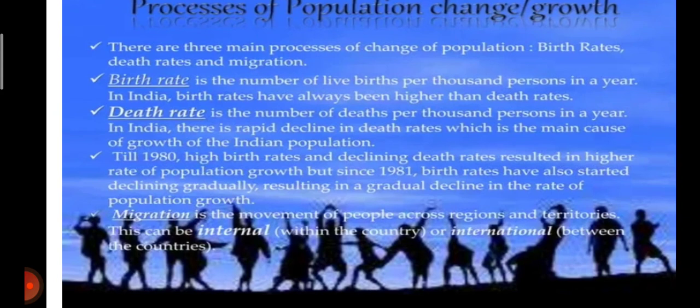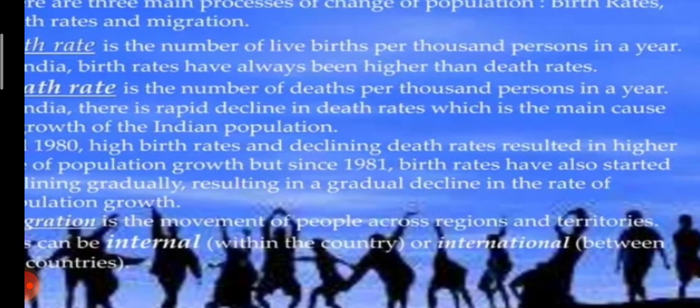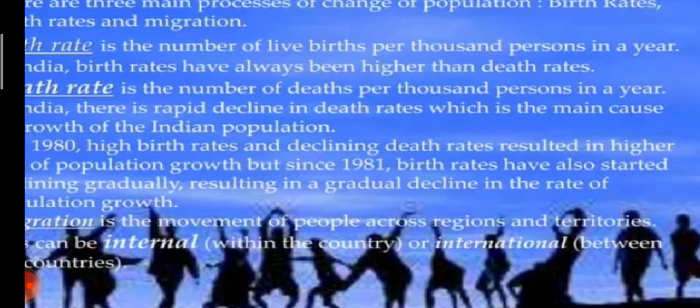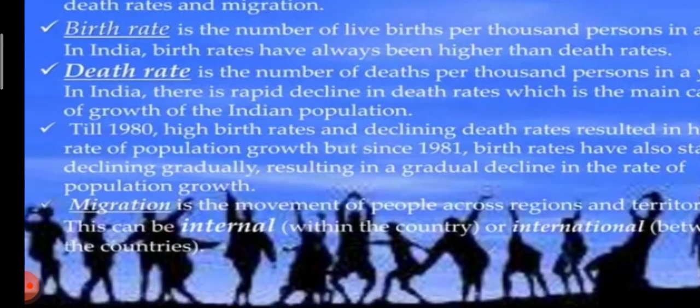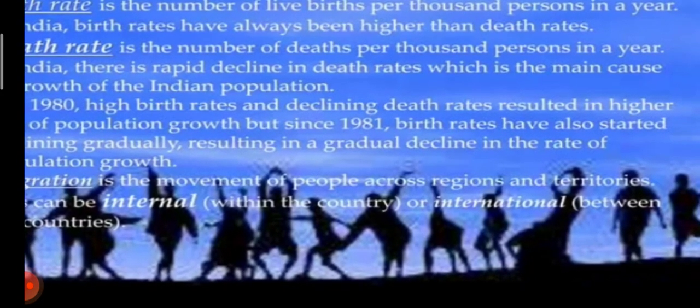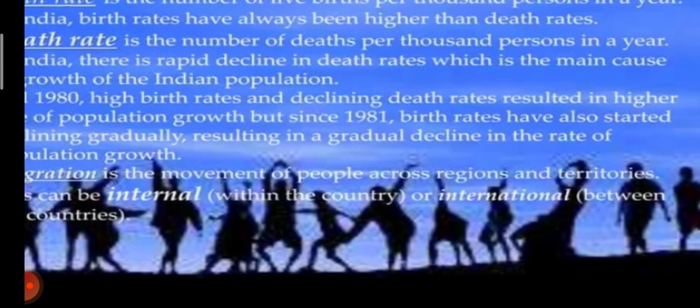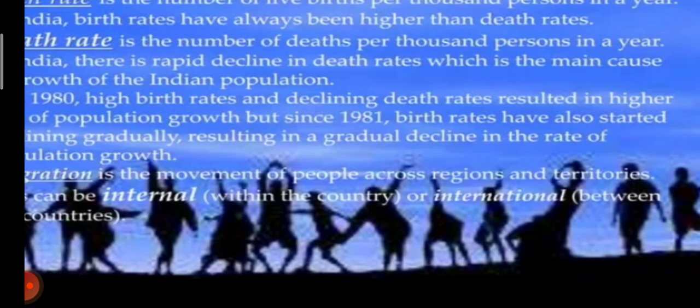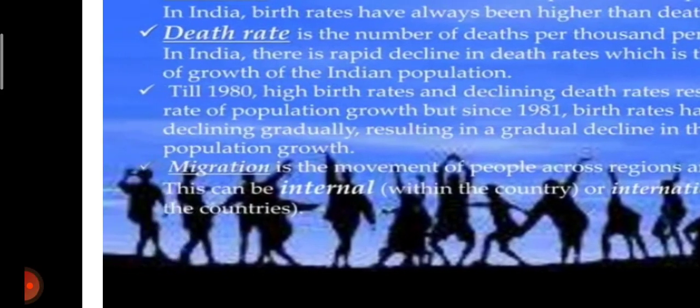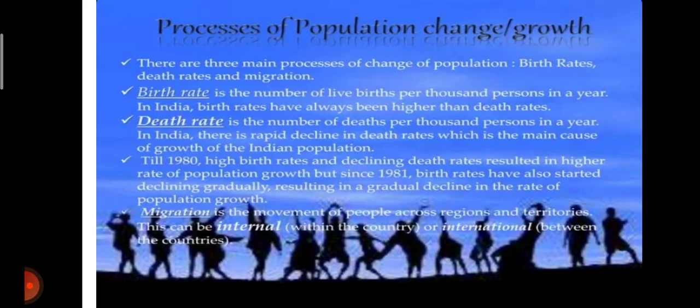Death rate is the number of deaths per 1,000 persons in a year. In India, there is a rapid decline in the death rate, which is the main cause of growth of population. In 1980, high birth rates and declining death rates resulted in higher rates of population growth. But since 1981, birth rates have also started declining gradually, resulting in a gradual decline in the rate of population growth. Migration is another factor.